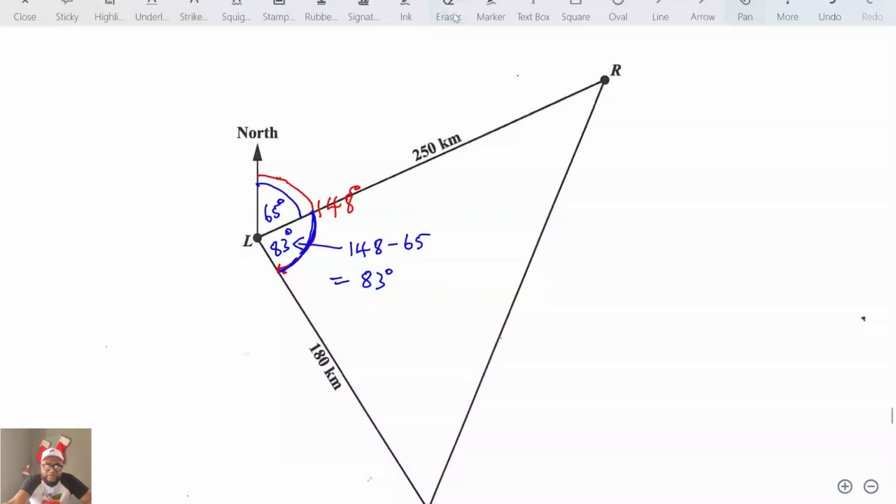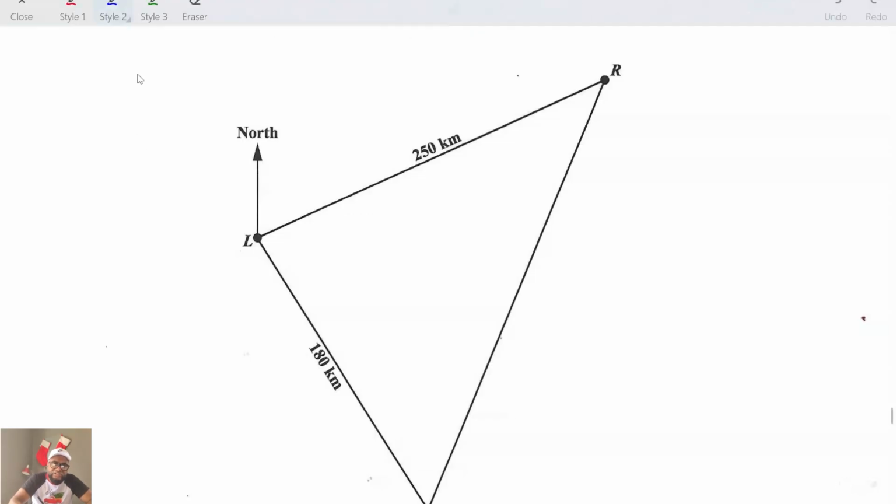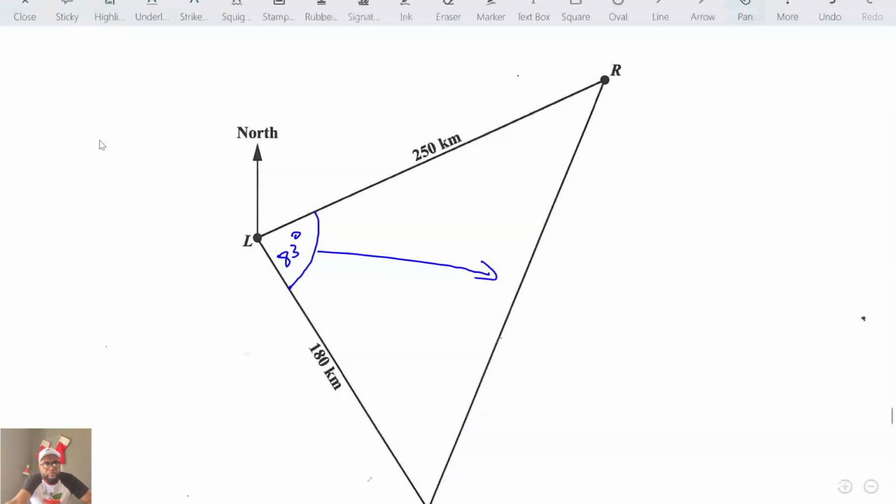So we want RT. We know here's 83 degrees, right? Let me erase some of the noise. Matter of fact, I erase everything because I just know here's 83 and I'm going to just work with the angle that is inside of the triangle, right? So we know here is 83. So we want to find this side here. Okay? Which one of the rules are we using?